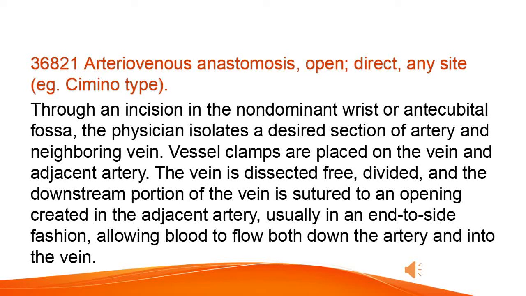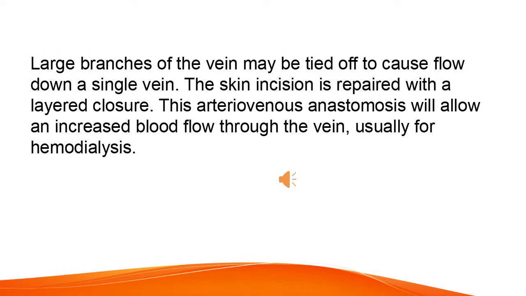The vein is dissected free, divided, and the downstream portion of the vein is sutured to an opening created in the adjacent artery, usually in an end-to-side fashion, allowing blood to flow both down the artery and into the vein. Large branches of the vein may be tied off to cause flow down a single vein.